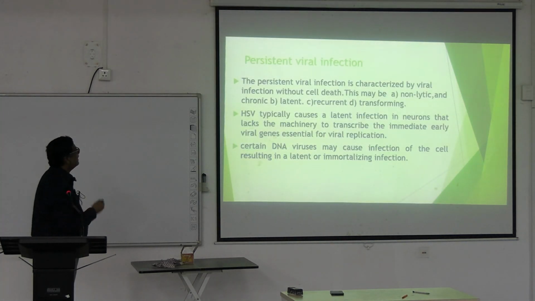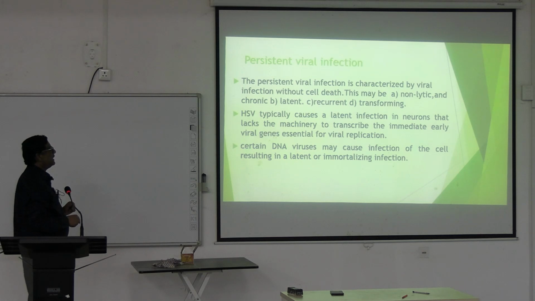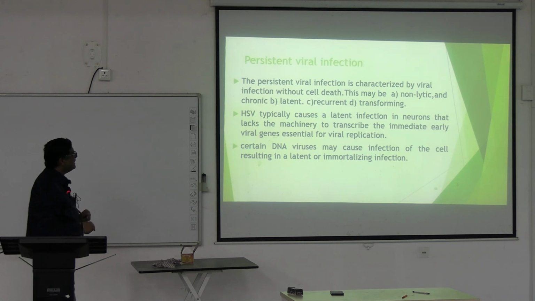Cowdry body. The persistent viral infection is characterized by viral infection without cell death. This may be non-lytic, chronic, latent, recurrent, transforming. HSV typically causes a latent infection in neurons that lack the machinery to transcribe the immediate early viral genes essential for viral replication.